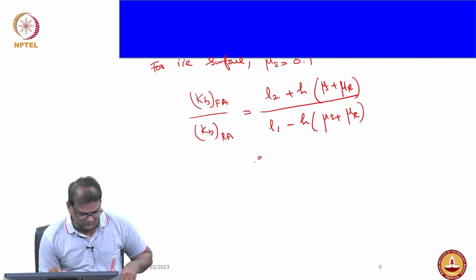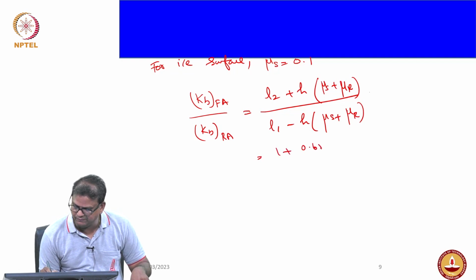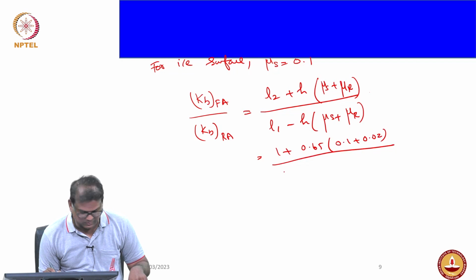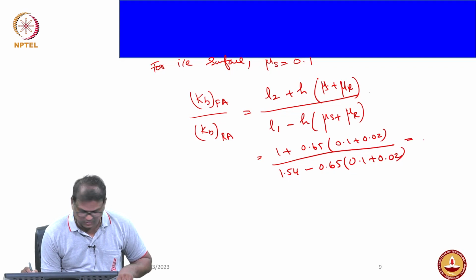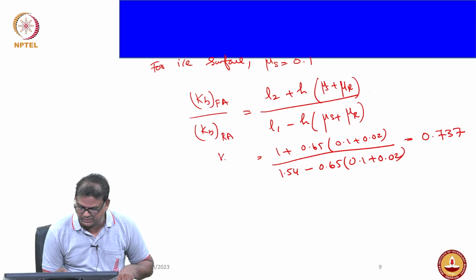Just substitute the values. 1 plus 0.65, this should be 0.1 and 0.02, 1.54 minus 0.65, expect 0.737. This is your KB front axle and KB rear axle.